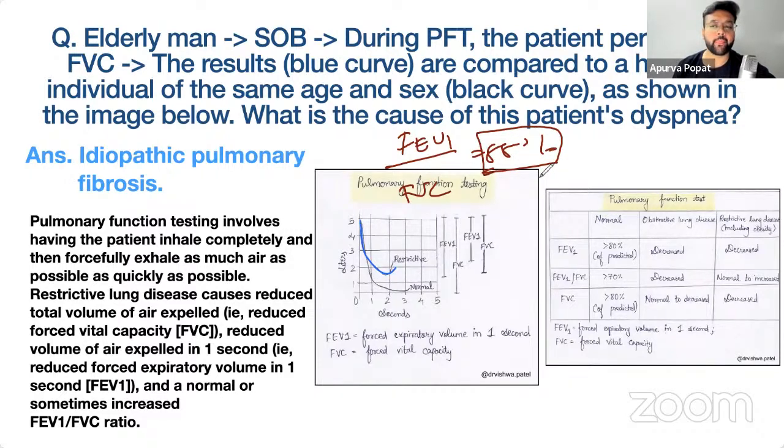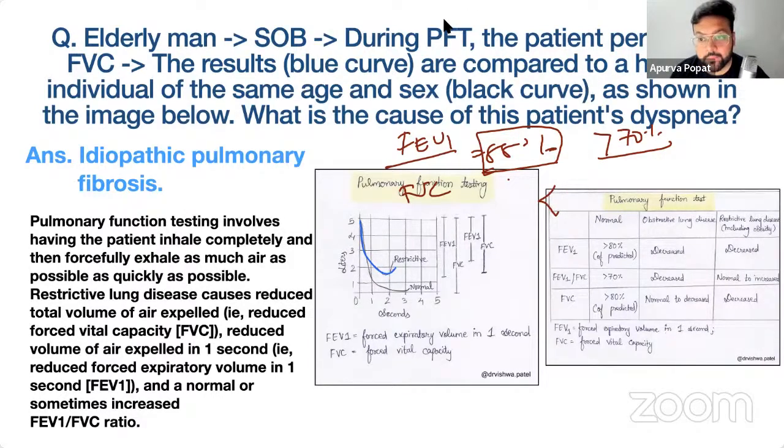Yes, 88% is normal. You have to look at the ratio. If anything is more than 70% in any ratios of your PFT, that is normal. FEV1 by FVC, any ratios, any capacities, any volumes, if they are more than 70% or 80%, it's normal.